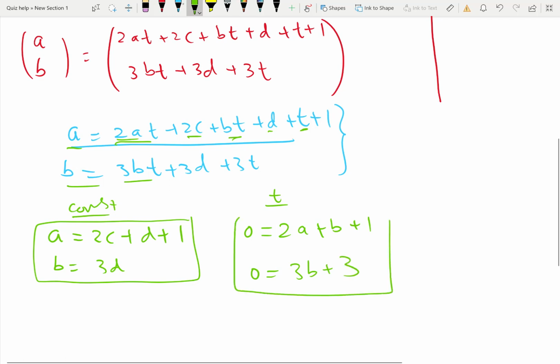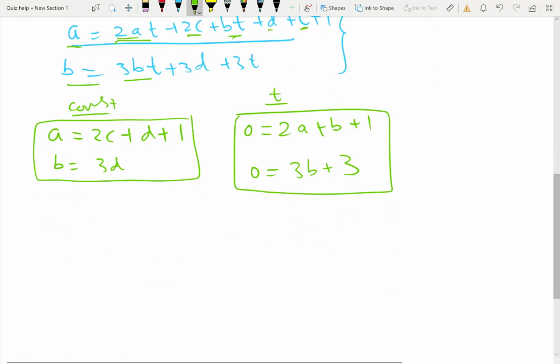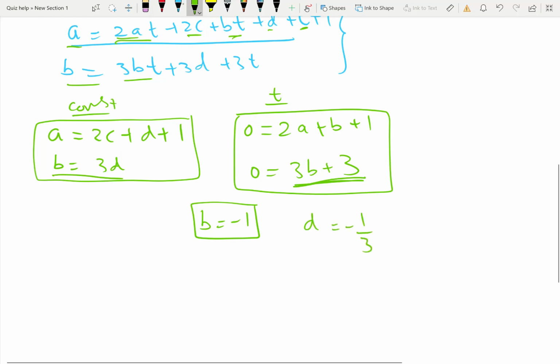So we get 4 equations. Now we want to solve these 4 equations to find A, B, C, and D. If you look at this equation, it's visible that B is -1, right? So we can get B right out of that equation. So B is -1 means D is -1/3, right? From this equation. So we use both of these equations. Okay, so that was good.